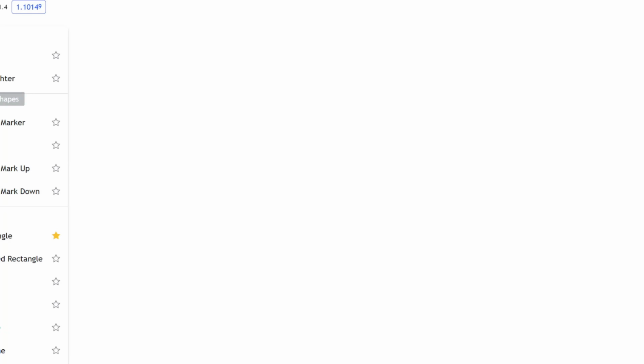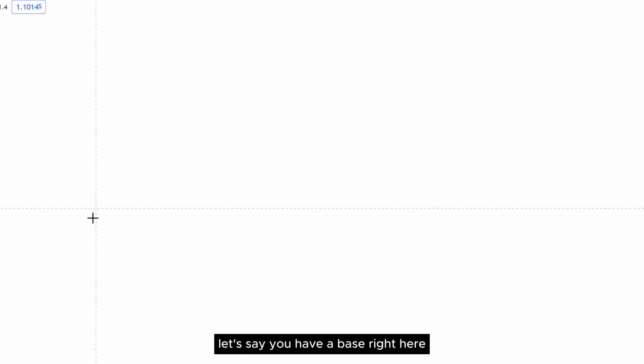In both macro and micro. So in macro, it would be your swings, and in micro, it will be your bases. So let's start off with the micro. So let's say you have a base right here.